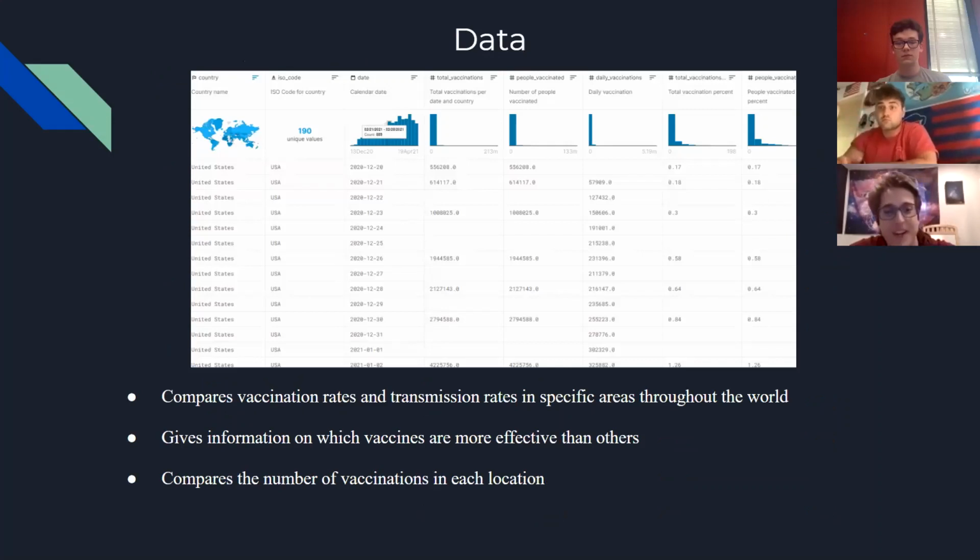Then just a little bit about our data. We got a data set from Kaggle that shows different countries and their vaccination rates and transmission rates. But for this project, we just wanted to focus in on the United States. Using the data, we can see the number of people that are vaccinated, the total vaccinations per country and per capita, and then the daily vaccination numbers as well. We can use this to compare each location's vaccination rates and which vaccine is being used in which location as well.